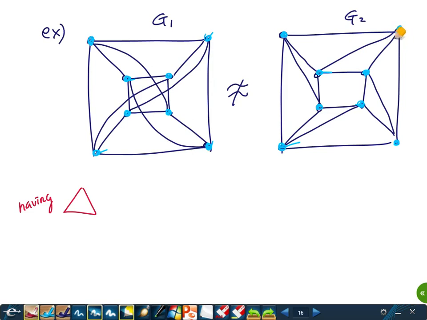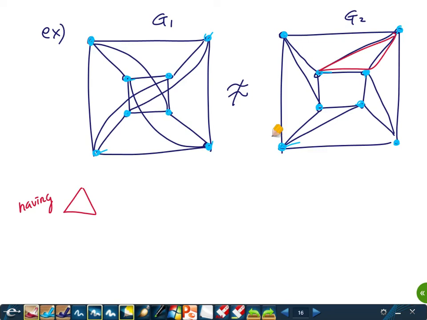There are many, but there is one triangle, like this, right? But here, you cannot really find a triangle. There is no triangle in this graph. So it is an invariant and proves that they are not isomorphic. So you need to find an invariant like this. Sometimes it can be more complicated.